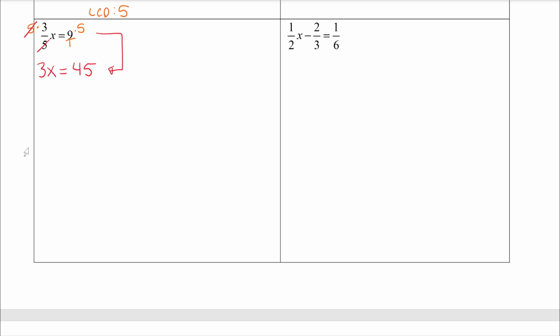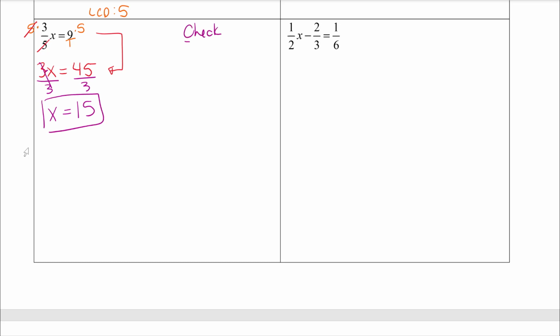So all I need to do is step 4, the multiplicative property, by multiplying by the opposite. So this is multiply by 3, and the opposite of multiply by 3 is divide by 3. As long as you divide on the left and the right, you're okay. So 45 divided by 3 is 15, and that is my answer.